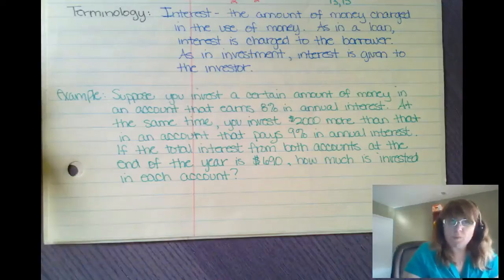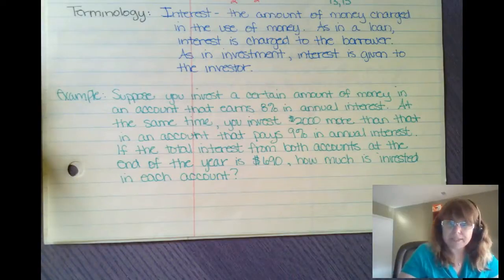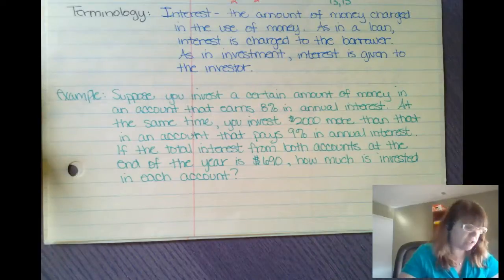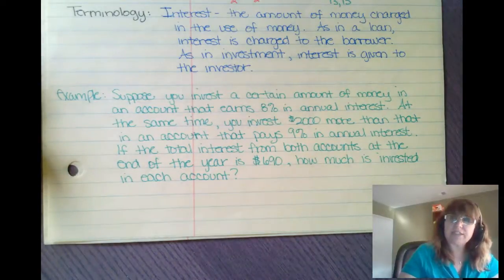So here's a typical problem. Suppose you invest a certain amount of money in an account that earns 8% in annual interest. At the same time, you invest $2,000 more than that in an account that pays 9% interest. If the total amount of interest from both accounts at the end of the year is $690, how much did you invest in each account?